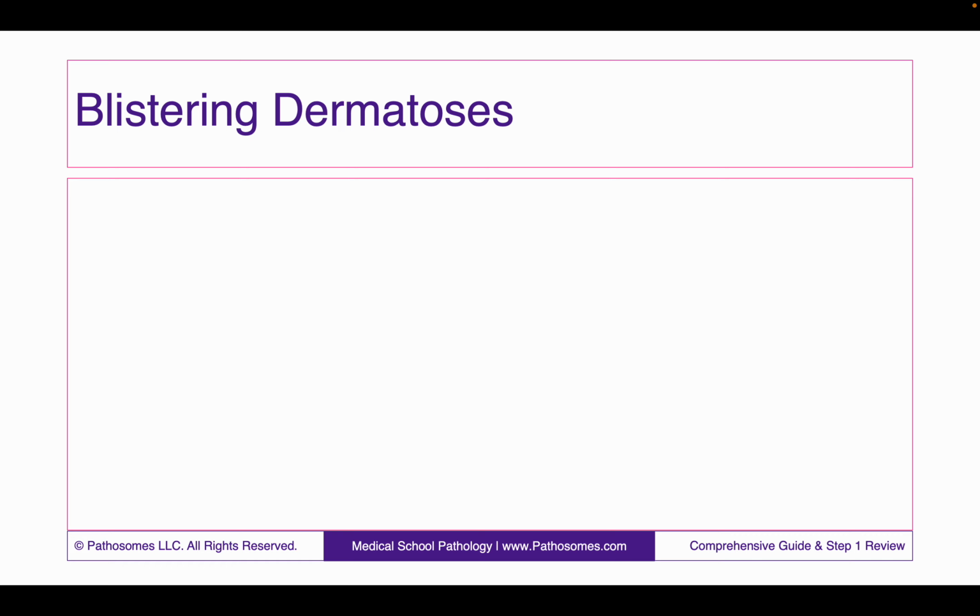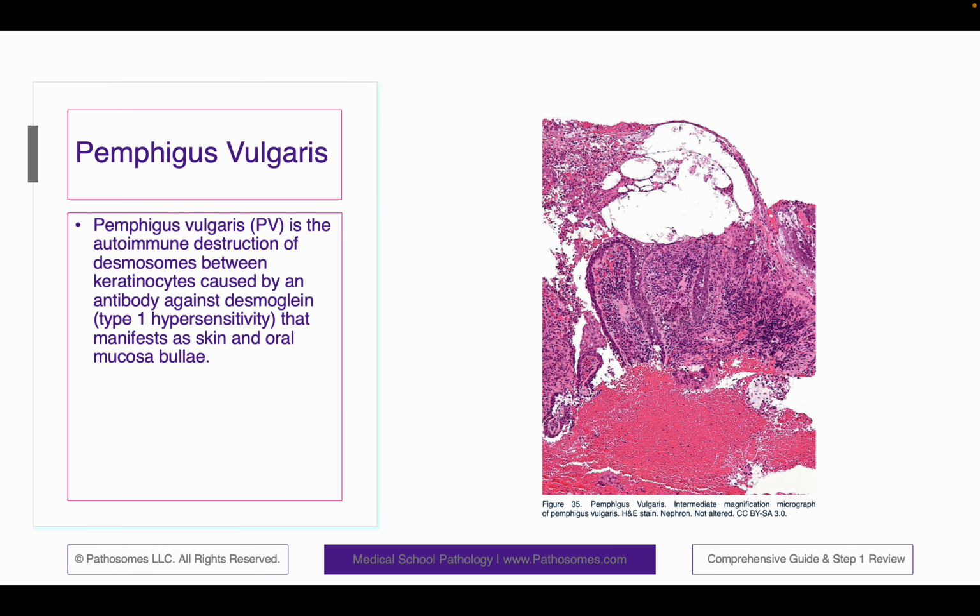Now let's talk about something that's very, very important. You're going to see this a lot, so listen up close. Blistering dermatosis. We have to talk about Pemphigus vulgaris, PV. Now, Pemphigus vulgaris is the autoimmune destruction of desmosomes between keratinocytes caused by an antibody against desmoglein that manifests as skin and oral mucosa bullae.